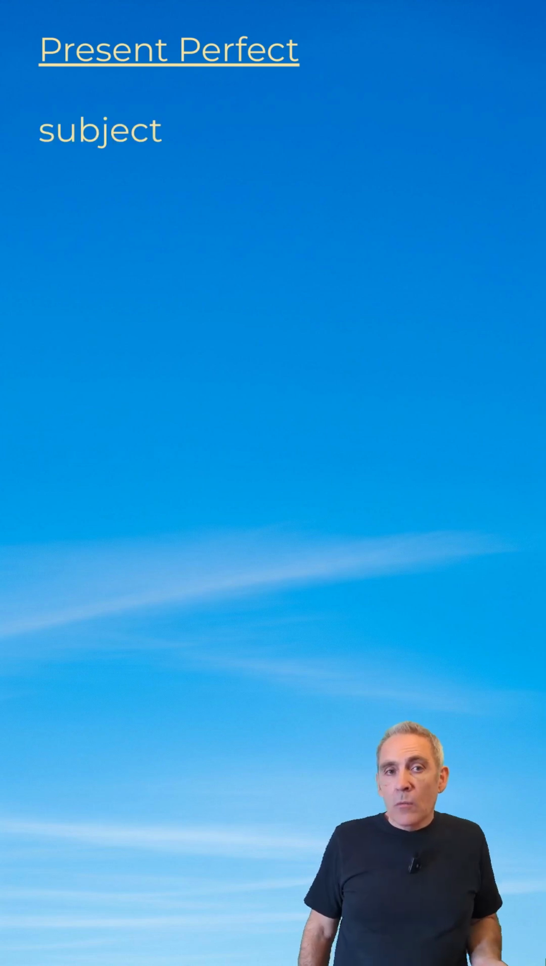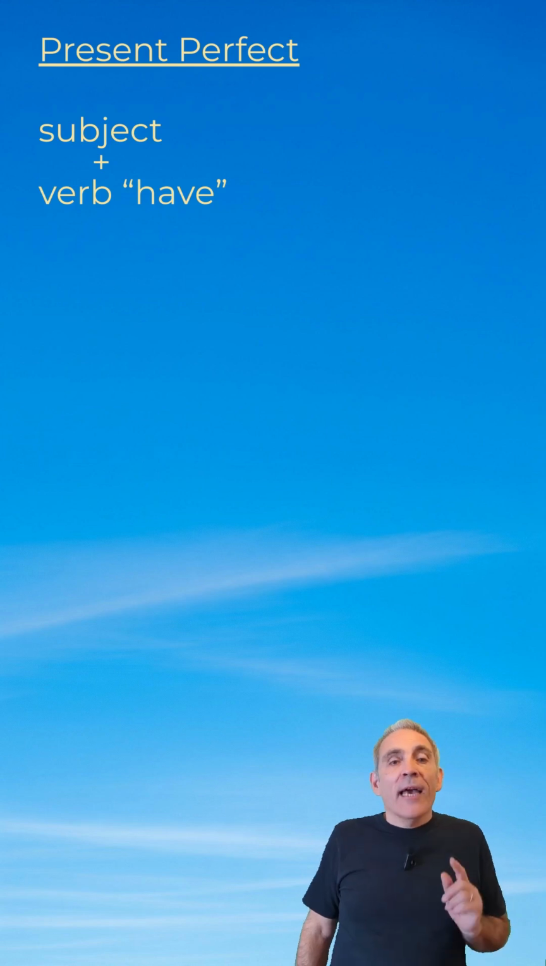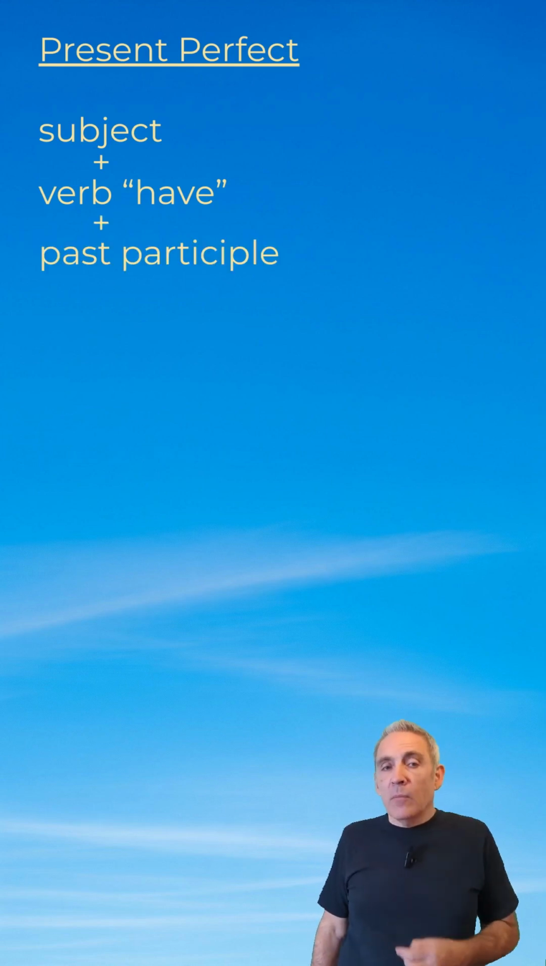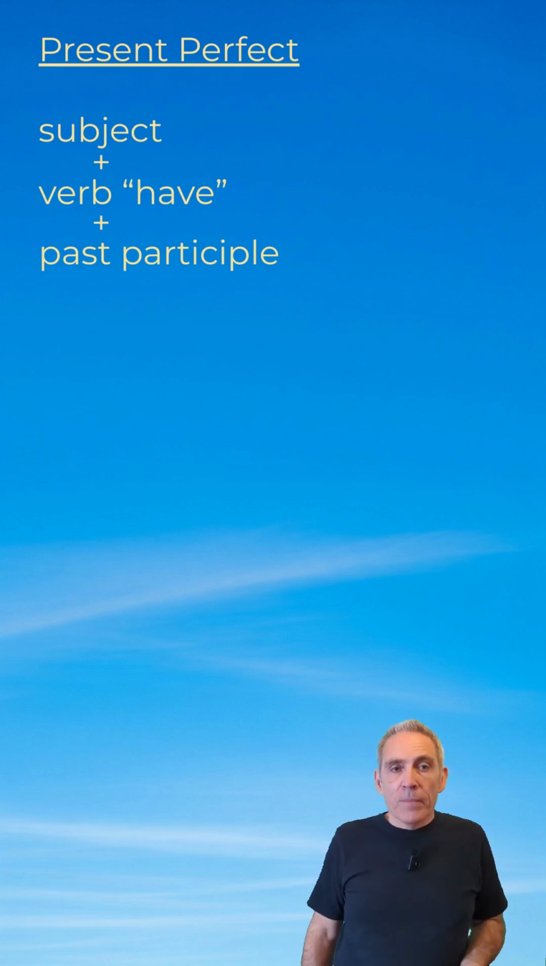Now, here's how we form it. Start with the subject: I, you, we, they, he or she. Add have, or has for he, she, it. Then add the past participle of the main verb, and we'll talk more about this later.